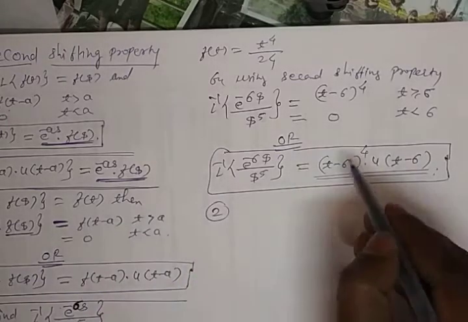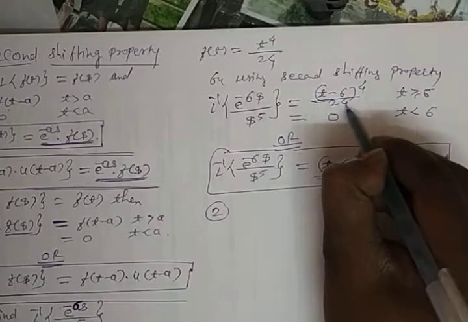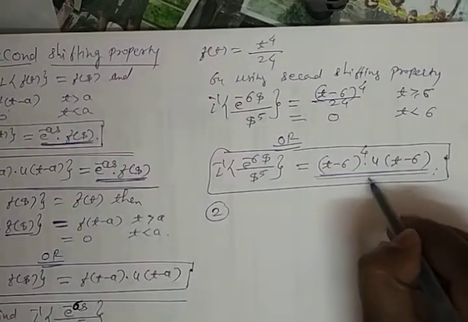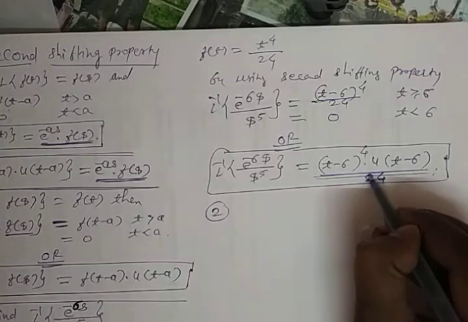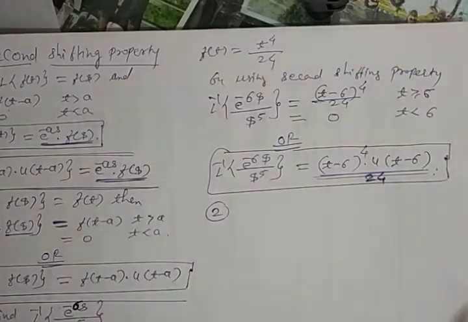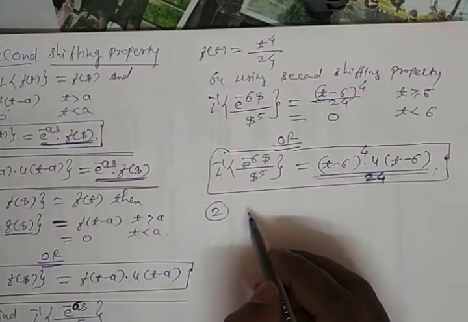Sorry, here there is 24, so here also we have to divide it by 24. Sorry, this mistake, there is one mistake like this, so remember this. Now let us take another example.